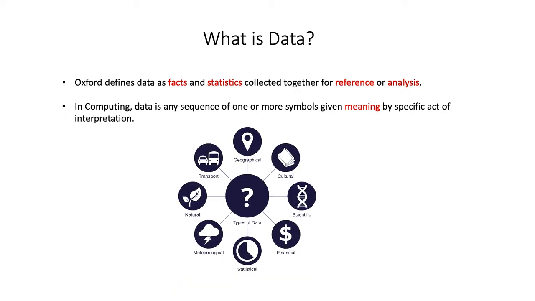So you can see the different types of data we actually encounter in our daily lives. They are geographical, cultural, they can be natural data, they can be meteorological data, they can be statistical, they can be scientific, a lot of types of data.